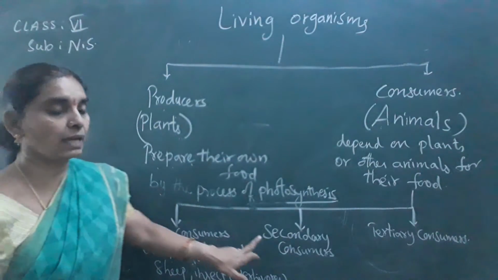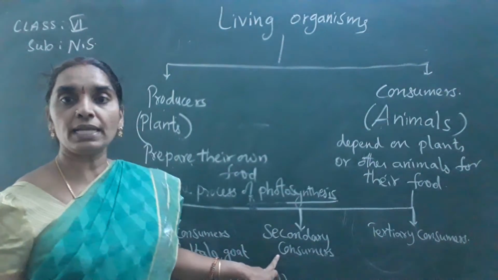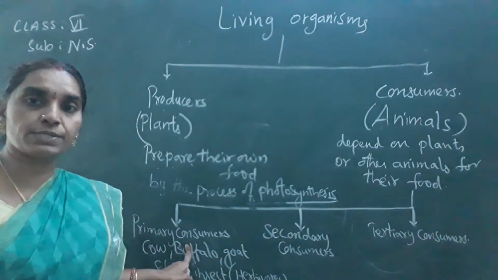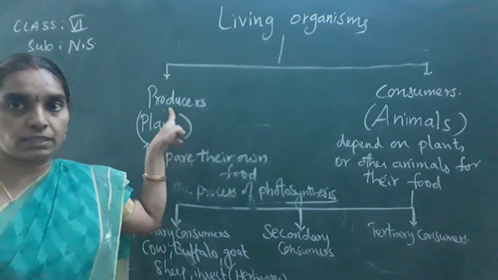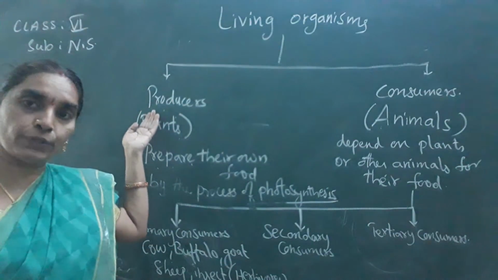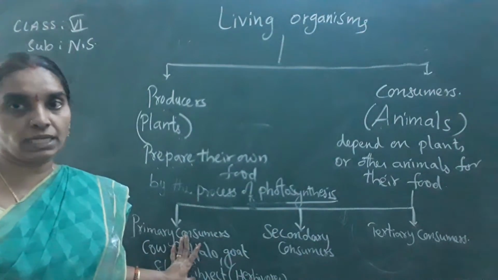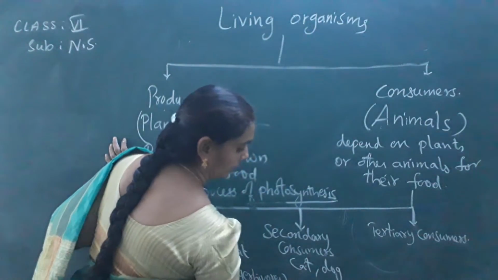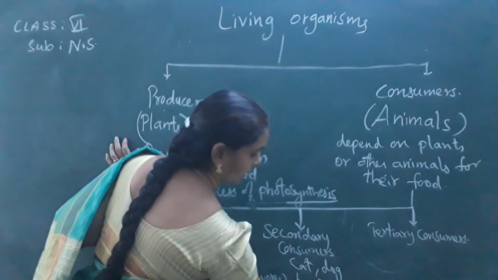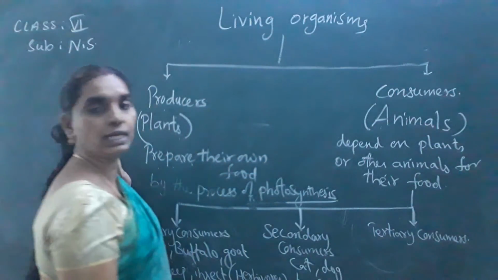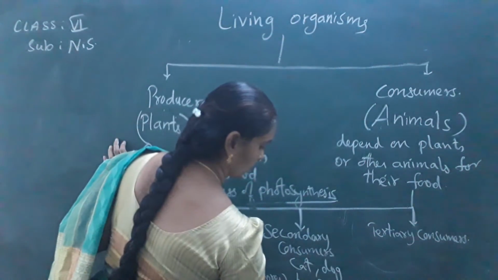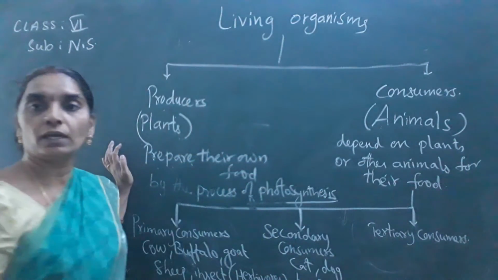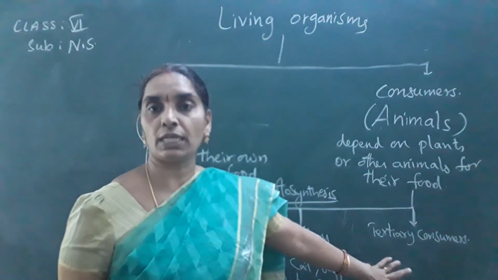Okay, children. Next, coming to the secondary consumers. Secondary consumers are the consumers which depend either on primary consumers or on plants. They may depend both on producers and also on primary consumers, like cat, dog, hen, sparrow, pigeon. These are all secondary consumers, including human beings also.